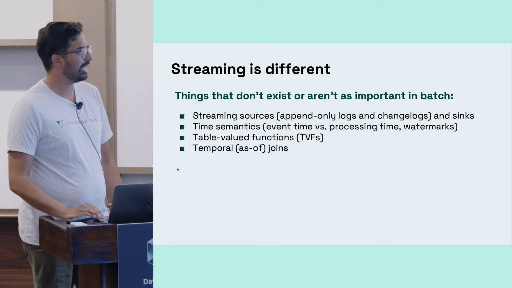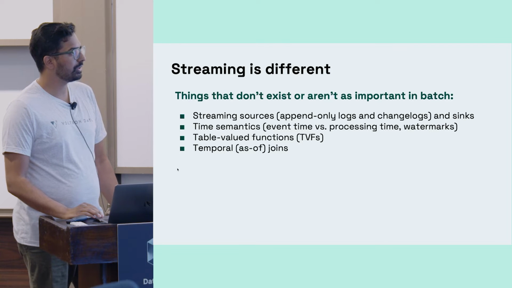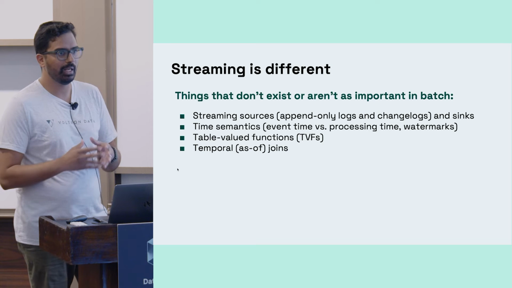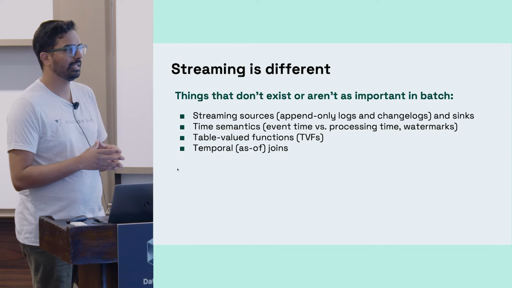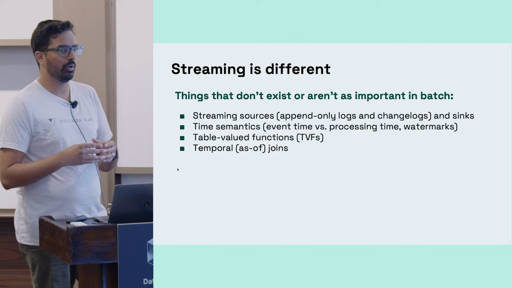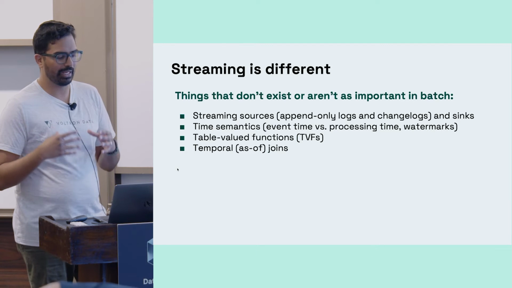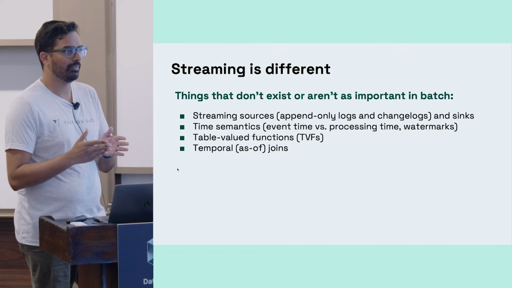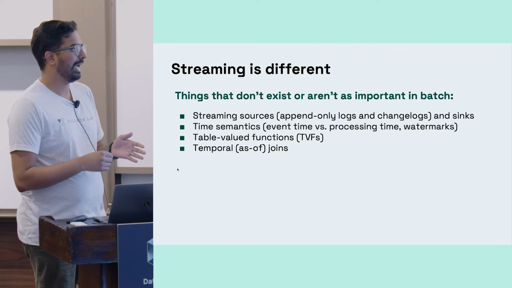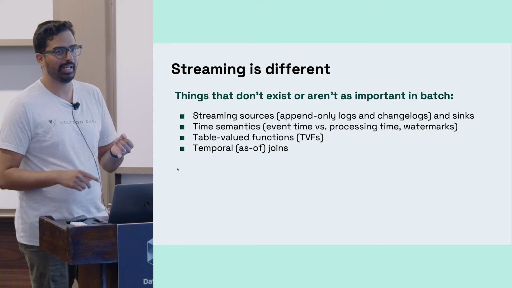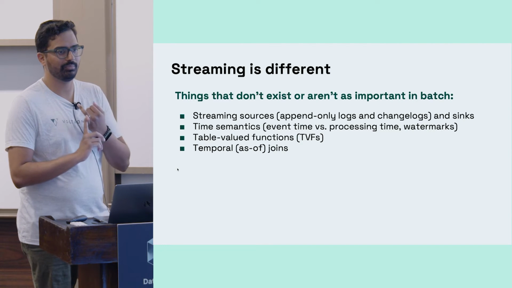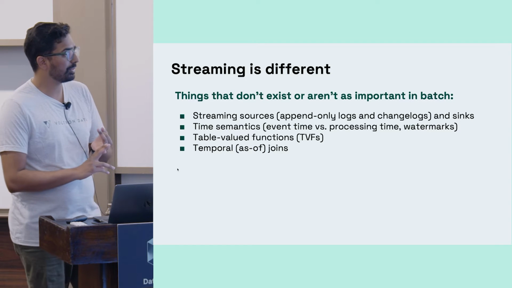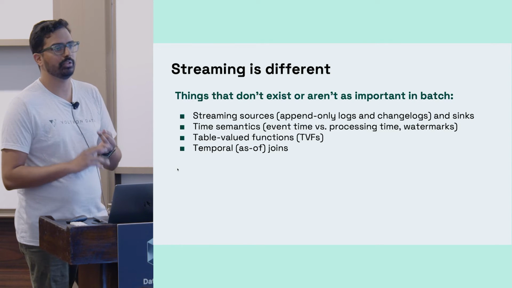Another thing is table valued functions. These are supported in a lot of other databases as well, but they're very core to real-time use cases. You're going to do a lot of windowed aggregations that you're going to want to compute over various windows of time, so you need to handle hopping windows, tumbling windows, things like that. And last but not least are temporal joins, or as-of joins.